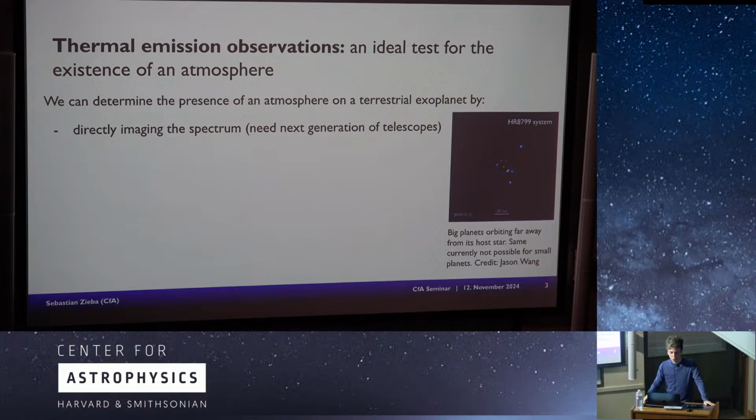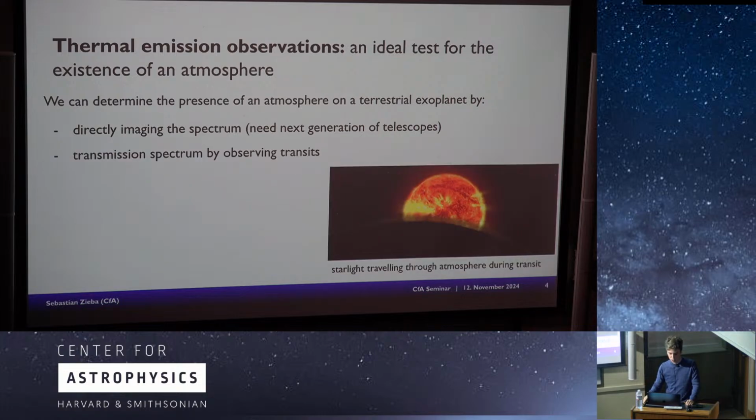But currently we can only do this direct imaging for big planets, which are far out from the host stars. We still have to wait for the next generation of space telescopes in order to do the same for rocky exoplanets, which are closer to the host star and also way smaller than these big planets. But for rocky exoplanets, we have other techniques.